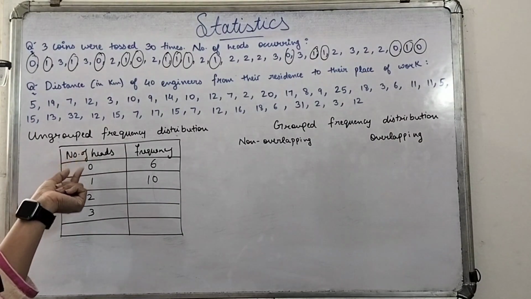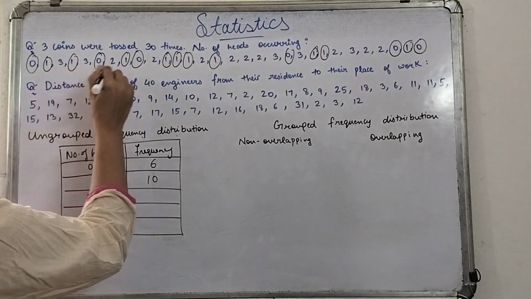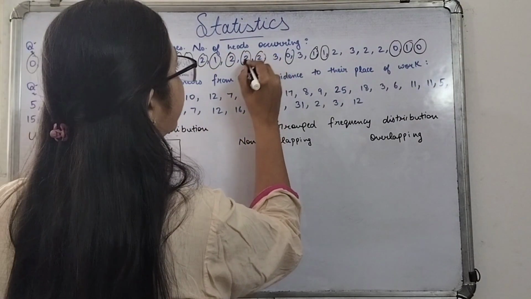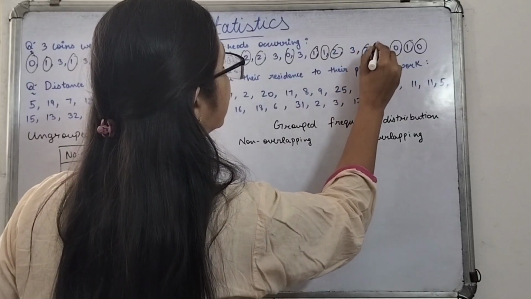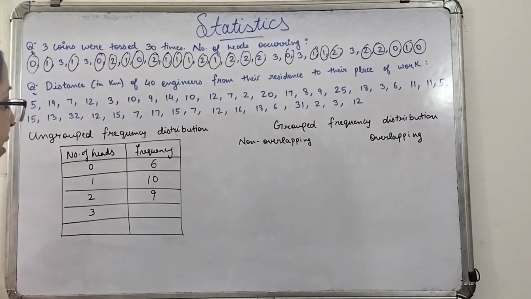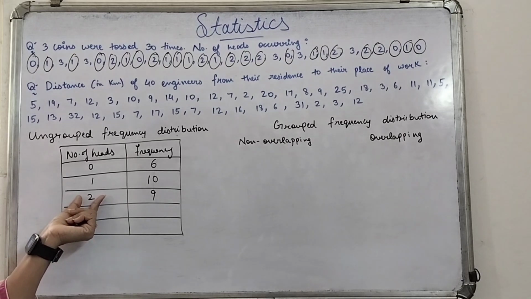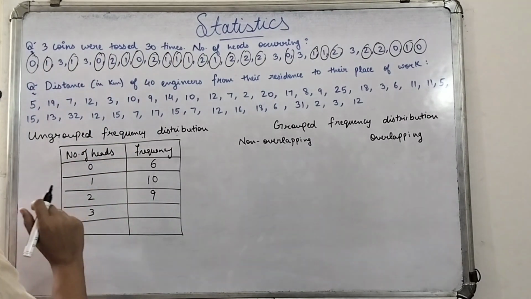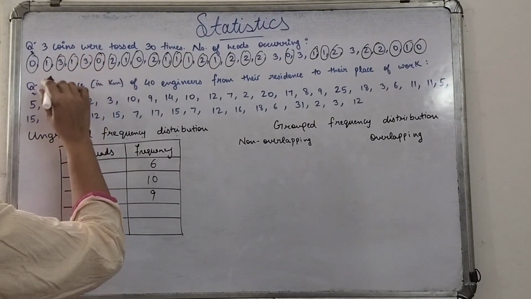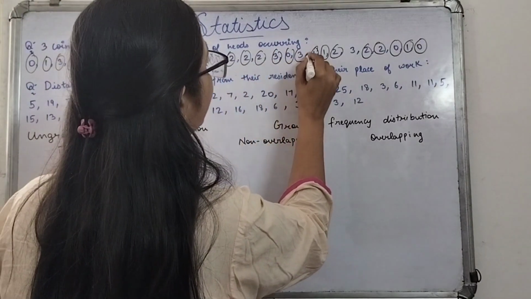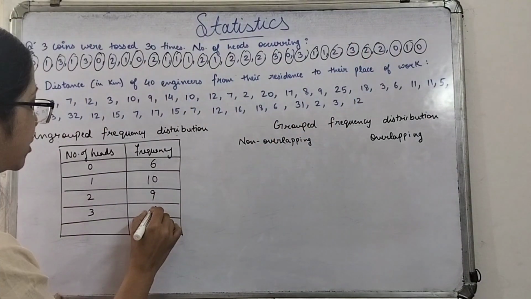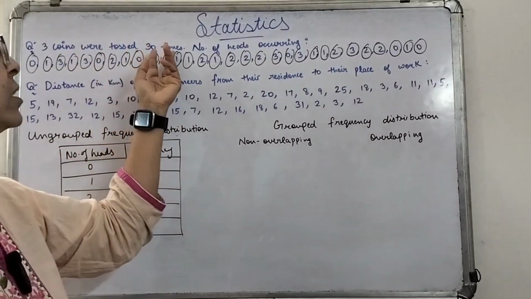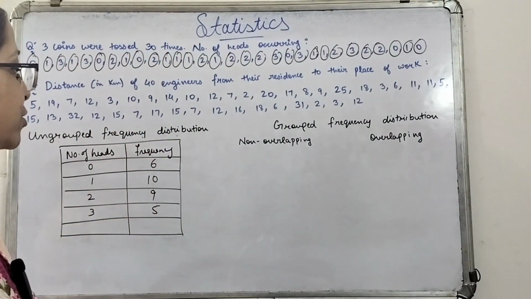Now let's see how many times 2 heads come. That will be 1, 2, 3, 4, 5, 6, 7, 8, 9. So the frequency will be 9. That means 2 heads are coming 9 times, so its frequency is 9. And what is the frequency for 3? 1, 2, 3, 4, 5. So its frequency is 5. The sum of the frequencies should be 30 because the coins are tossed 30 times. That's the reason the sum of the frequencies should be 30.